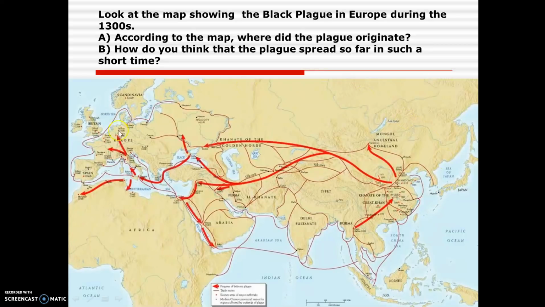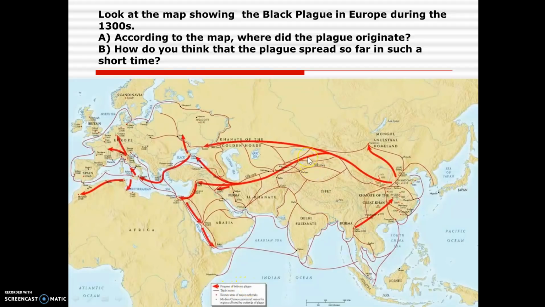So a few things I notice on this map. One, I've got Africa, Europe, and Asia here. I also notice a bunch of different red lines, two different types actually. I have these large, thicker red lines, and then these smaller, thinner red lines. If I look at the larger red lines, especially if I look at the key below, they show the progress of bubonic plague. Okay, there we go.